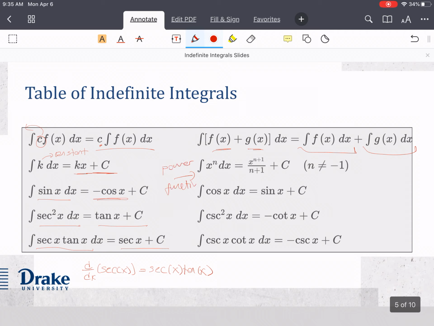And then here, if you have power functions, the way you evaluate indefinite integrals is you apply the rule. You increase the power by 1 and then divide by n plus 1, and then you add c. Integral of cosine x dx is always sine x, because the derivative of sine is cosine. Integral of cosecant squared is negative cotangent. Integral of cosecant x times cotangent x is negative cosecant.